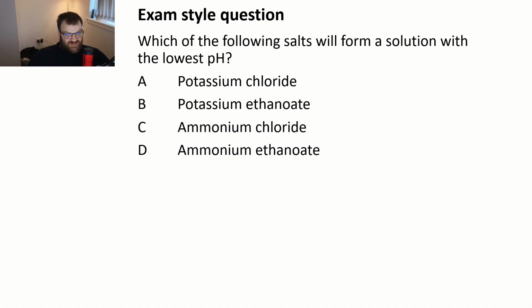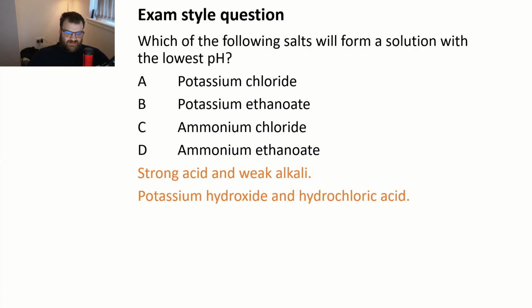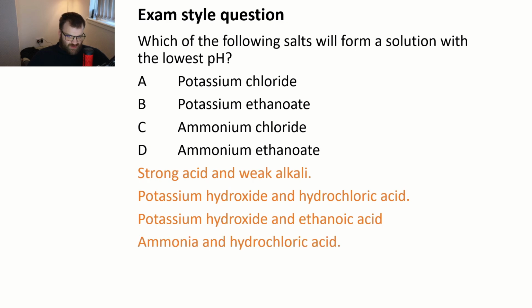Speaking of questions, here are some exam style questions. We want the lowest pH. That's a strong acid, weak alkali. A is potassium hydroxide and hydrochloric acid. That's strong and strong, going to be neutral, not our answer. Potassium hydroxide is strong, ethanoic acid is weak. Strong and weak is going to be basic, not our answer.